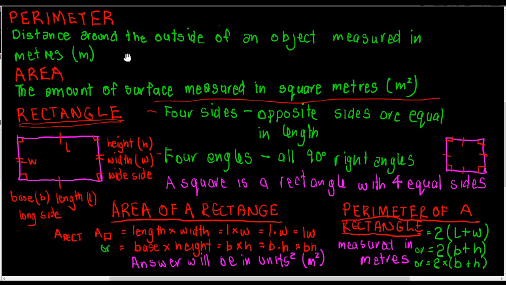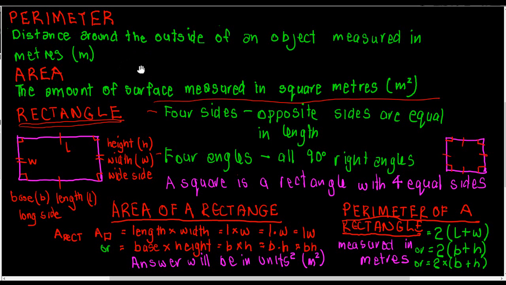Area is a measure of the amount of surface, and the base unit for the metric system that we use is square meters. So generally when you're working with meters or square meters, it's a two-dimensional concept. Meters times meters gives us meters squared.